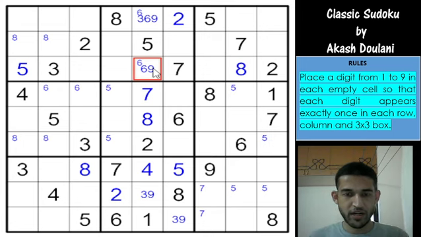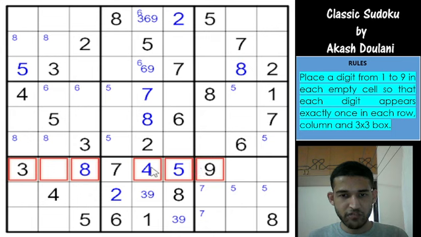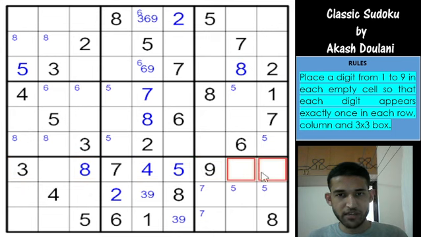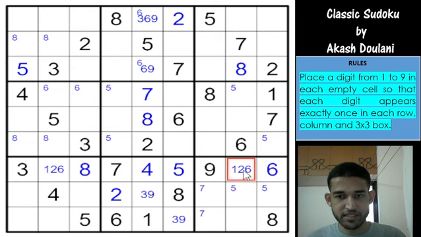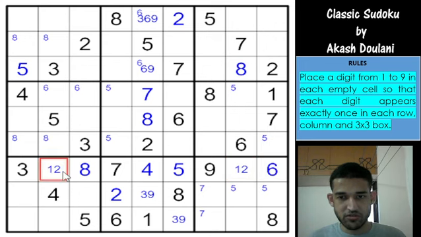Now let us look at maybe row 7. 3, 4, 7, 8, 5 and 9. So the remaining cells, these two cells must be 1, 2 and 6, and even this one must be 1, 2, 6, and you have 1 and 2 in column 9. So we get a hidden single, so that's a 6. That's 1 and 2, that's 1 and 2.